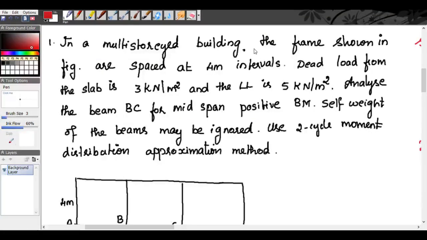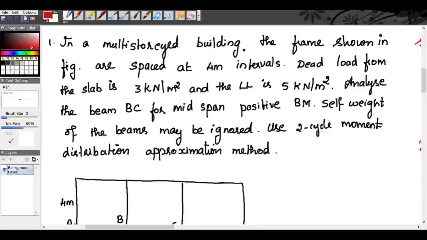Okay, welcome everybody. So, in today's class, we are going to solve a problem. In the previous class, we discussed the basics of rapid and approximate analysis of building frames. Mainly we saw that while analyzing, we take the vertical and lateral loads separately. And we saw the condition for obtaining the maximum bending moment for a beam span, for a beam support, and for columns. Okay, so now let us discuss a problem.